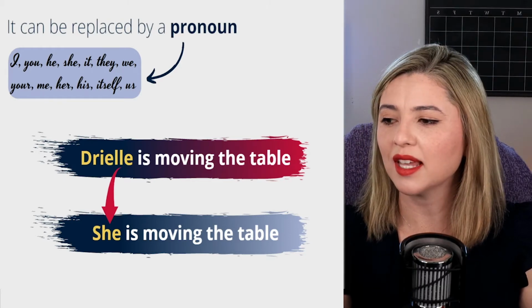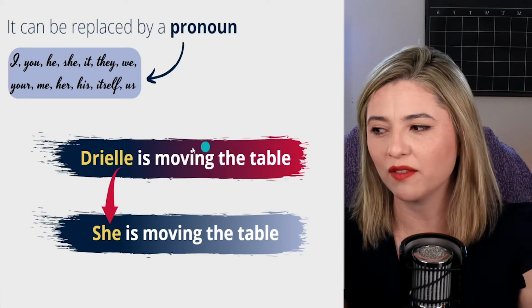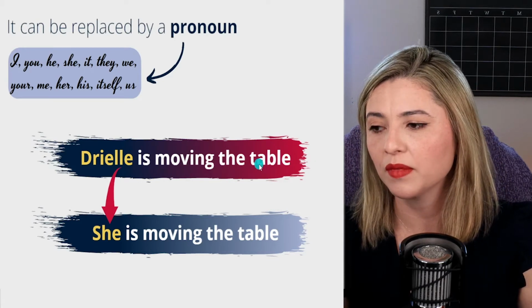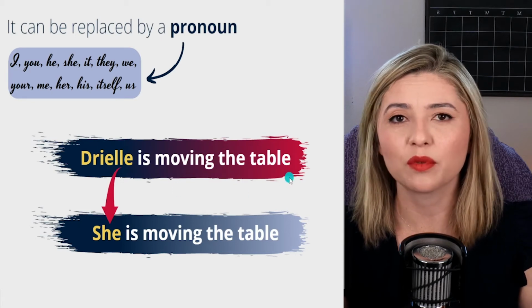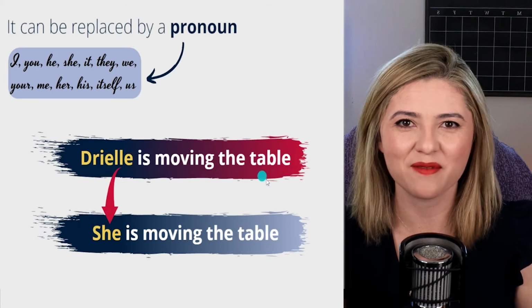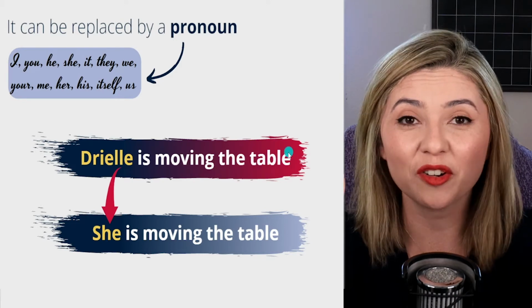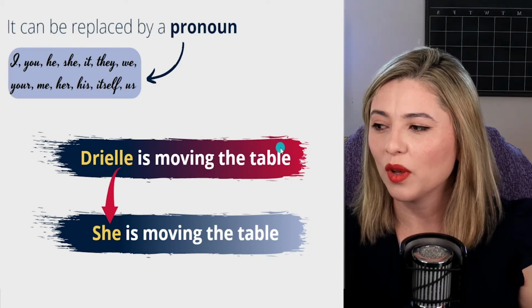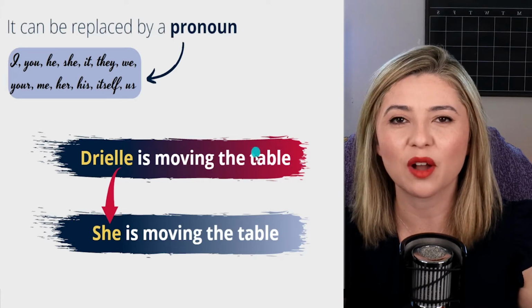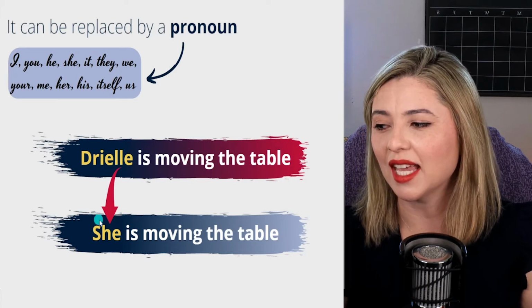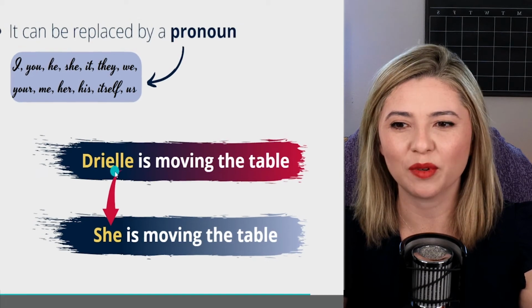So in the first sentence, we have two nouns. We have Drielle, a proper noun. We have table, a common, regular, countable noun. And also, it's concrete because I can touch it. So, Drielle, this noun, performing the action. Table, this noun, receiving the action. I can say, she is moving the table.